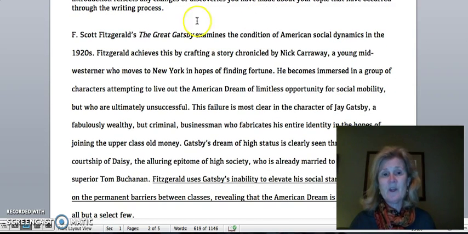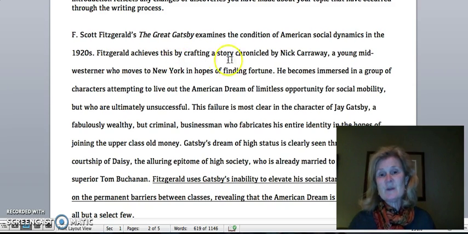So now, after I've written those things down, I begin to try to frame my introduction and I rework the wording. So now it's F. Scott Fitzgerald's The Great Gatsby examines the condition of social dynamics in the 1920s. Because I talk about class in my thesis statement, I don't want to put class and hierarchies in my opening sentence. That would be slightly repetitive. So I've changed the language here to social dynamics.